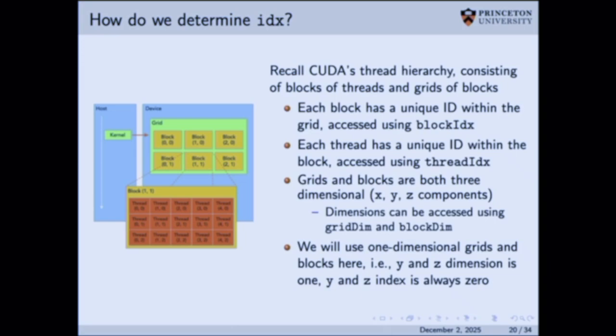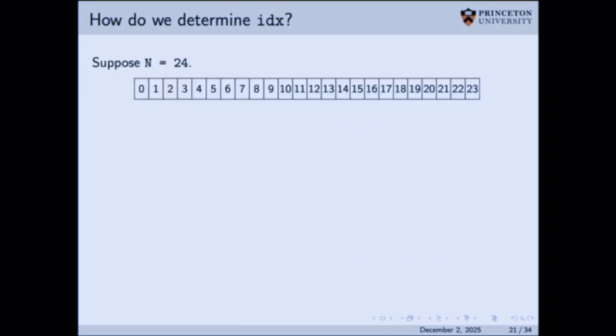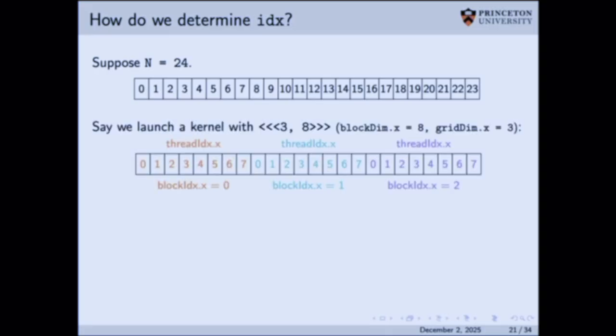So we have these block IDs and thread IDs, and now let's look at an example where we have maybe just 24 entries that we want to compute the vector sum for. So we can launch a kernel with 3 blocks and 8 threads per block. And this is kind of what the setup would look like. Each of the different colors denotes a different block. Each of the different blocks has a different block ID.